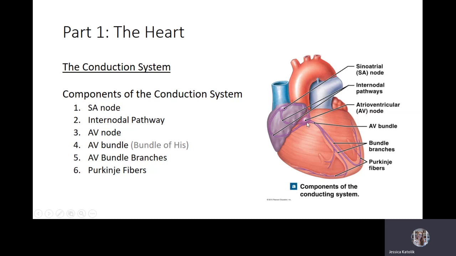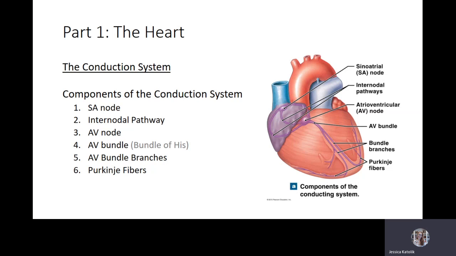This AV node is really important because the action potential travels very slowly through the AV node, or the atrioventricular node. And this slow motion is essential because it allows the atria to fully contract before the ventricles begin to contract. If it didn't travel slowly, the atria and the ventricles would contract at the same time, and the heart wouldn't be able to fill and pump blood effectively.